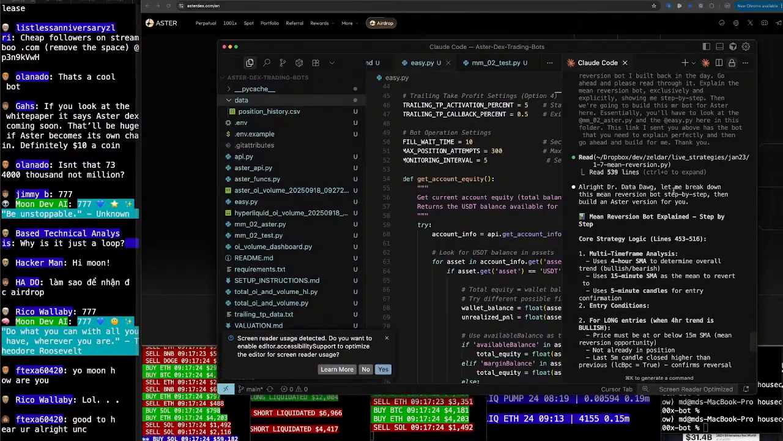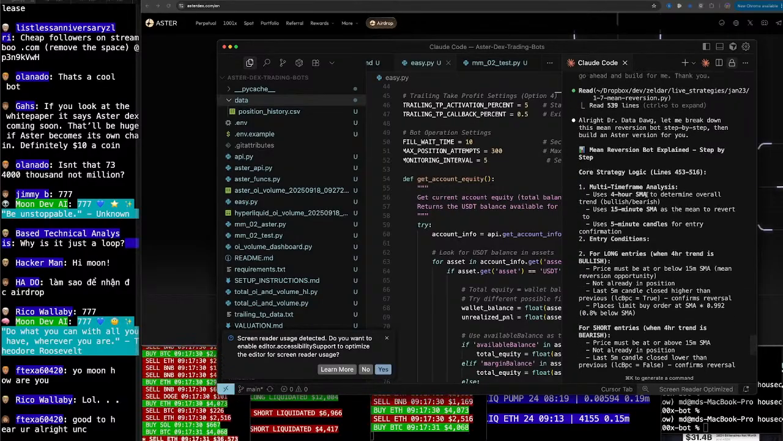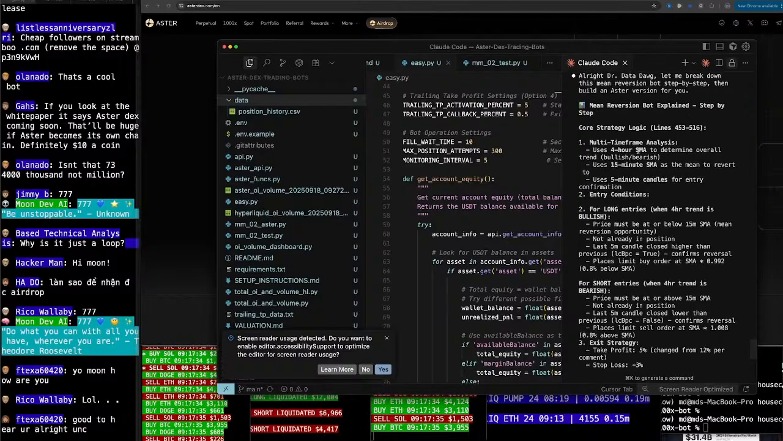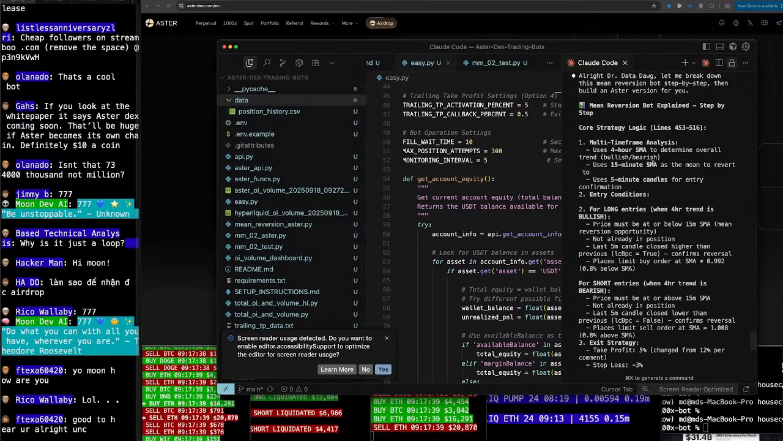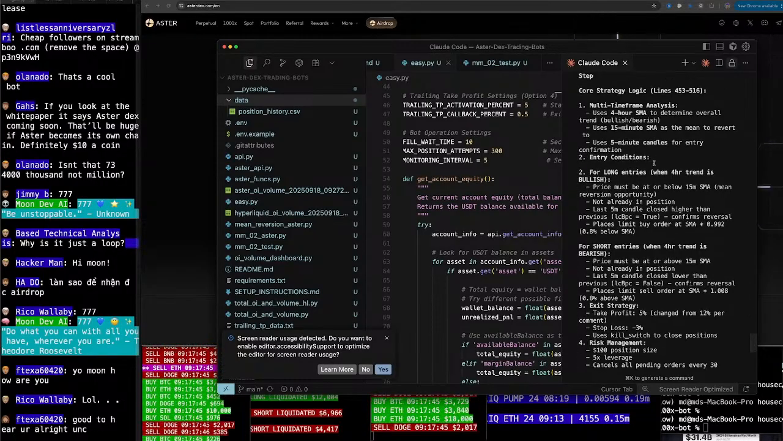All right, Dr. Datadog, let me break this down. This mean reversion bot step by step, then build an Aster version for you. Mean reversion bot explained step by step. Multi-time frame analysis uses the 4-hour SMA to determine overall trend, bullish or bearish. Uses the 15-minute SMA as the mean to revert to. Uses the 5-minute candles for entry confirmation.